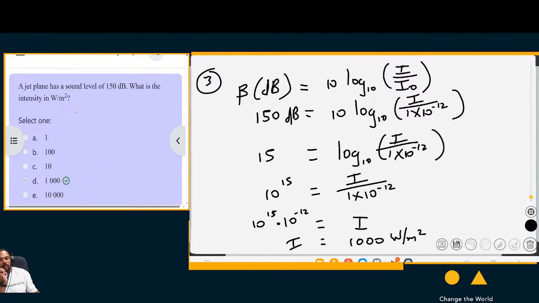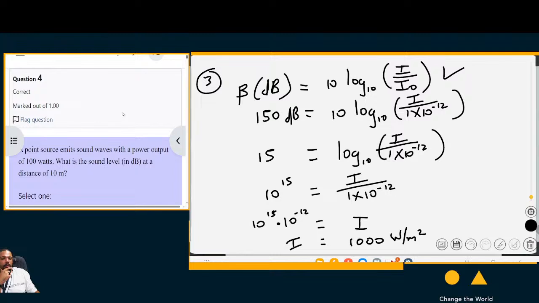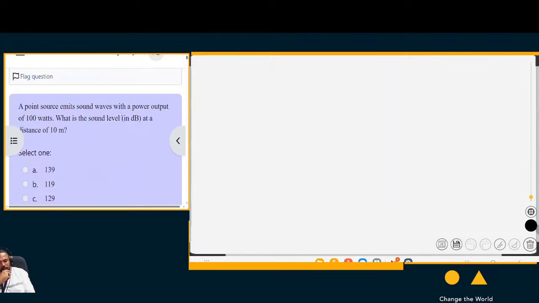It is simple math. You just plug everything into this formula. In order to answer this question, you need to know this formula, that the sound level in decibels is equal to 10 times the logarithm with base 10 of the intensity of that sound divided by the threshold of hearing. Okay, question number 4. Let's check out question number 4.